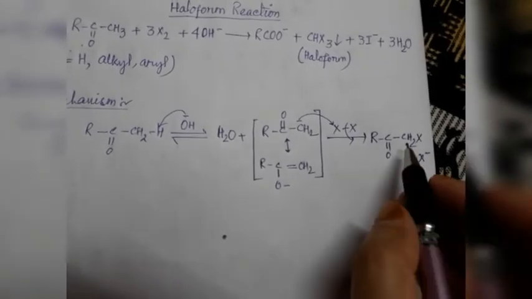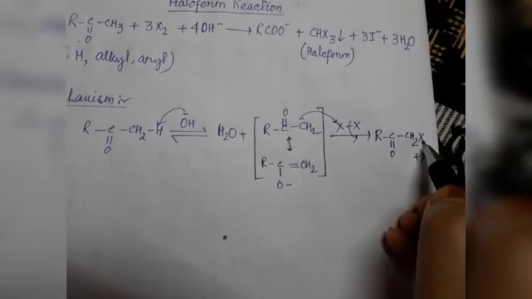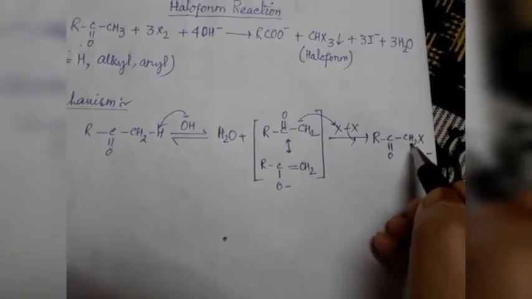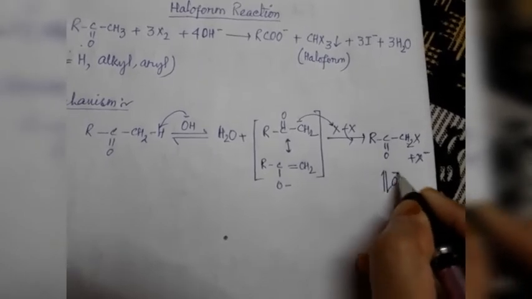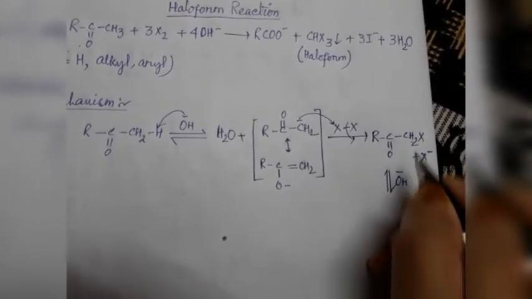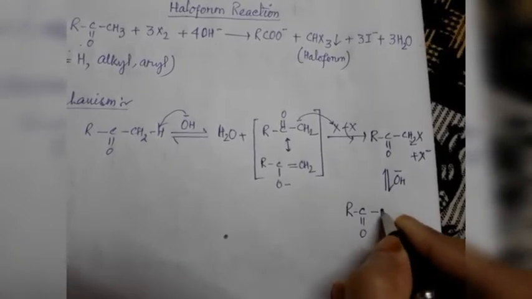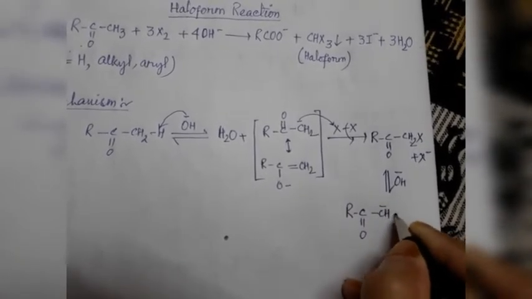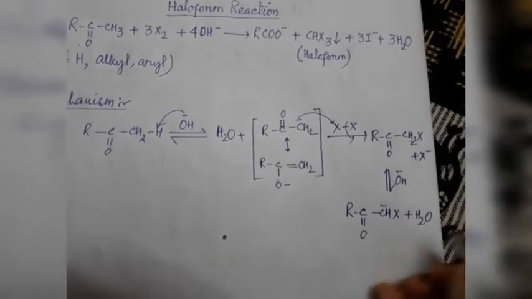Now you can see that these protons are more acidic than the former one because of the presence of two electron withdrawing groups. One is the carbonyl carbon and another one is that halogen atom. So it will be abstracted by base again, RCOCH negative X, plus liberation of one water molecule.